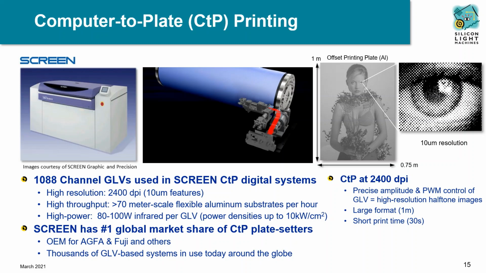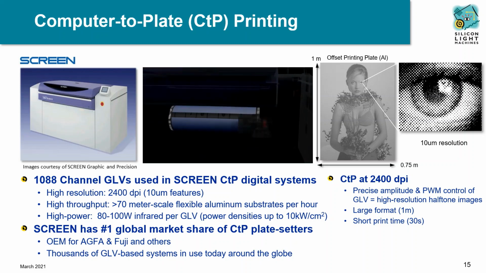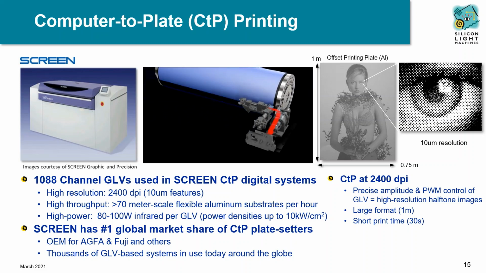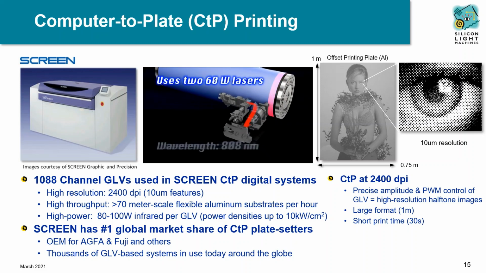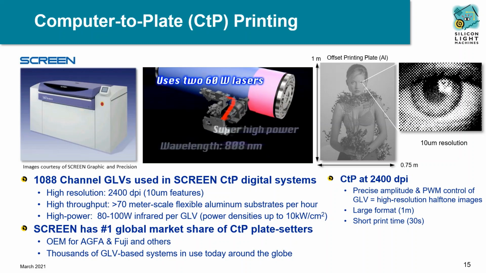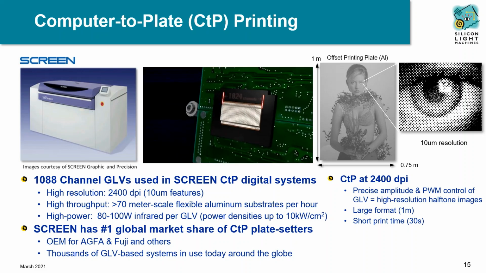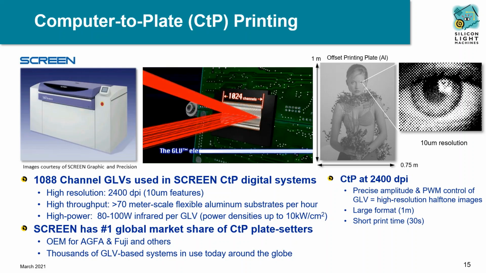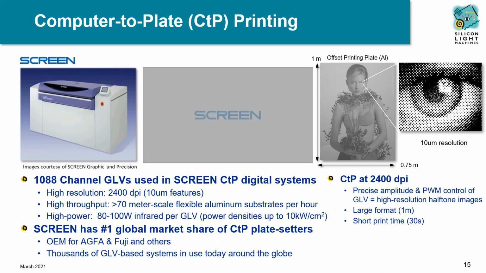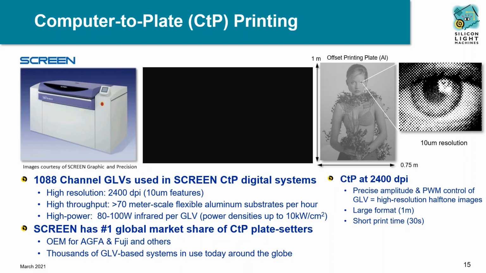Today, Screen Holdings has the number one global market share of computer-to-plate, or CTP, printing. Their advanced plate setters are built on the back of GOV technology. The high power handling capabilities of the GOV, along with high speed and resolution, allows for a meter-long 2400 dpi aluminum plate to be prepared in less than a minute. Silicon Light Machines' experience in making MEMS technology means that these scanner devices are robust for thousands of hours of operation per device under high power and rigorous conditions in thousands of systems around the world.